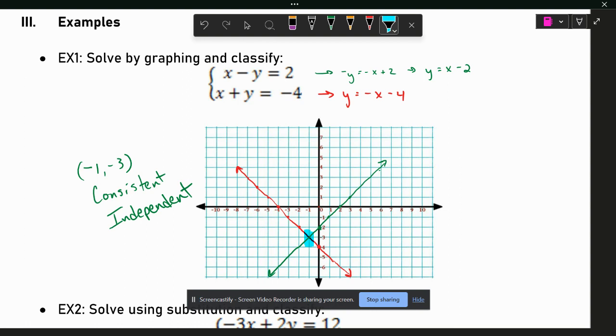If you're graphing this, you notice I use two different colors. I usually try and do that whenever I graph. It helps so I can visually see which line I'm actually looking at. So I've got both of them where I solved them for y. You can also use x and y intercepts in order to graph. I'm totally okay with that. Whatever you would like to do, the big thing is to make sure that you graph and you find the point of intersection.